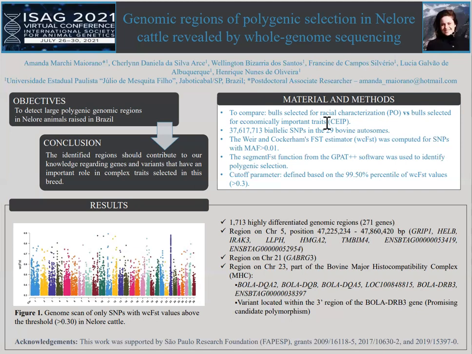As we used sequencing data, we have this amount of information from the allelic SNPs, and they were located on the bovine autosomes. The Reynolds and Weir Fst estimator was used to compute the allelic differentiation between the two subpopulations. We applied a minor allele frequency above 0.01. The segment FST function was used to identify polygenic selection.